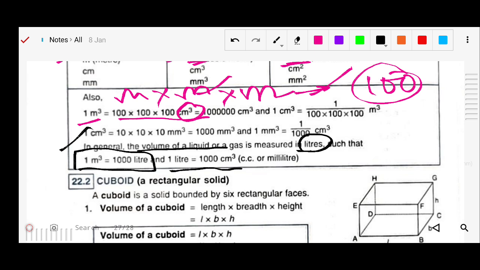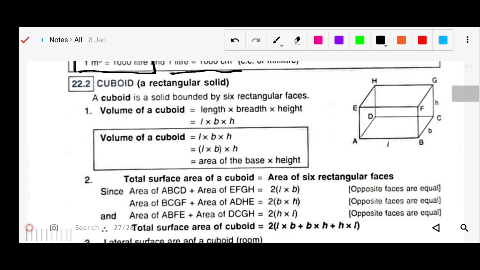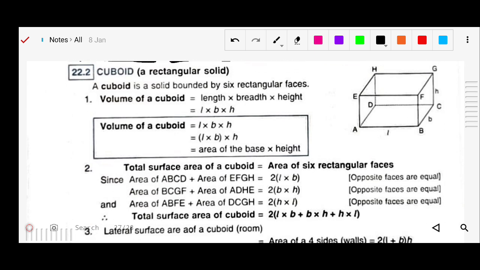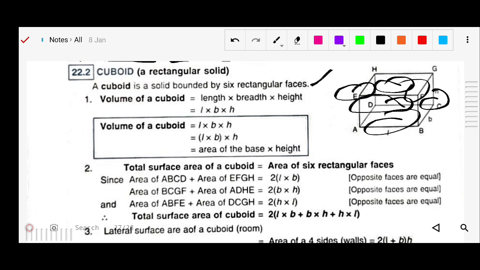Now we will see the next part of this chapter, which is the cuboid. A cuboid is a rectangular solid, made of rectangular faces. A cuboid is a solid bounded by 6 rectangular faces. There are a total of 6 faces in this. What is its volume? Volume is length, breadth and height. We multiply the 3 units L, B and H.